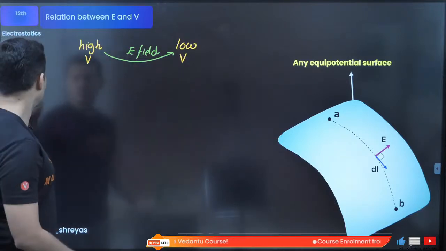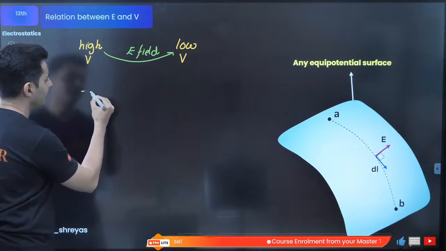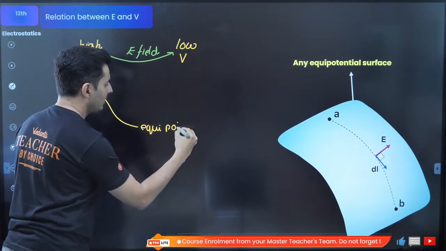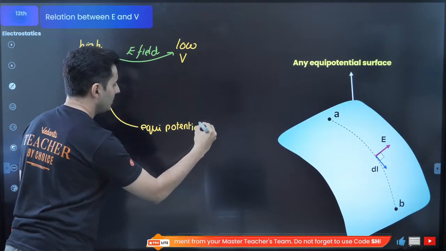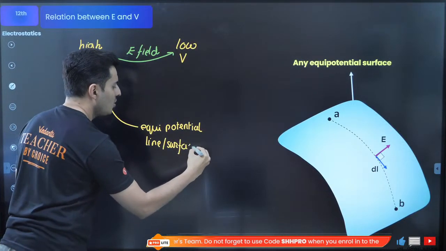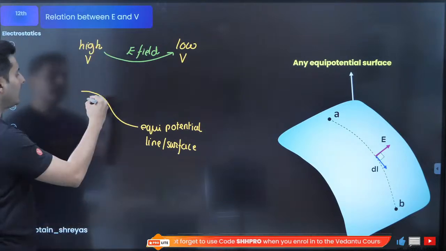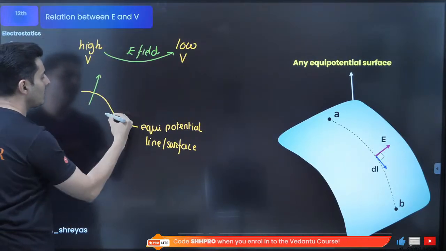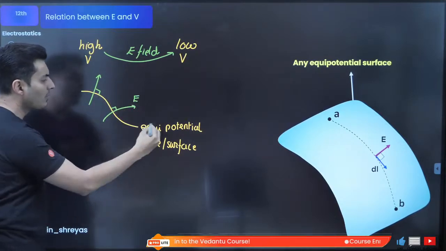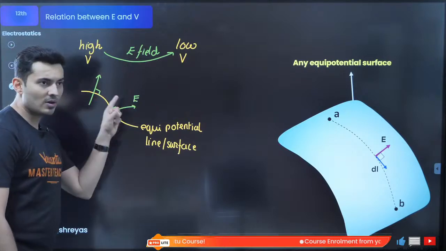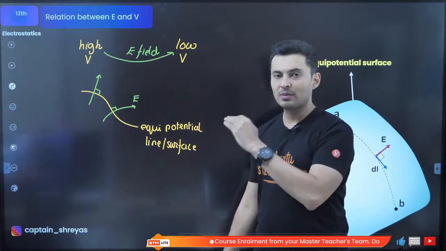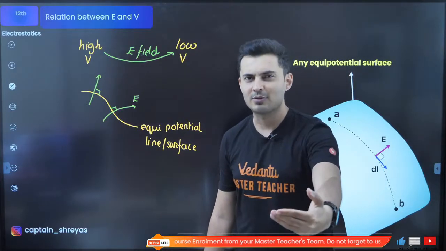Not just that, there is one more interesting thing. If you have an equipotential line, or basically surface, whatever it is, you will notice always the electric field lines are going to be perpendicular to the equipotential surface. E field is always going to be perpendicular to the equipotential surface. There is a simple reason for it.